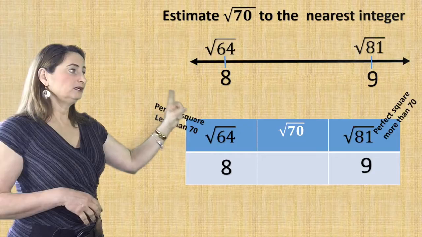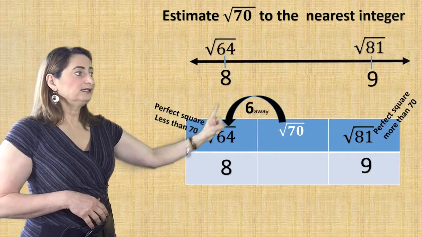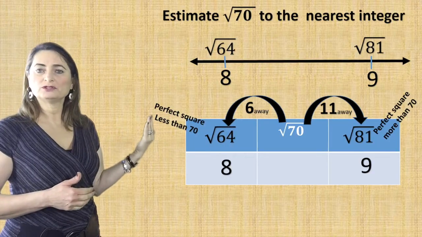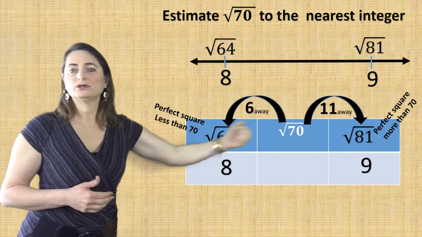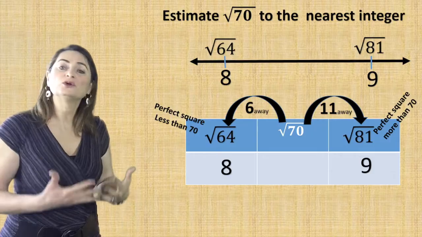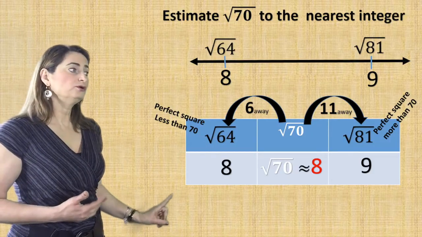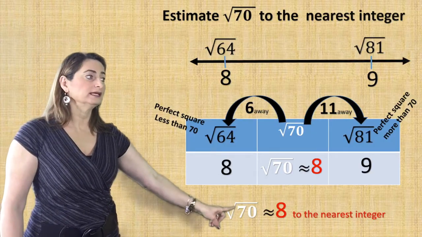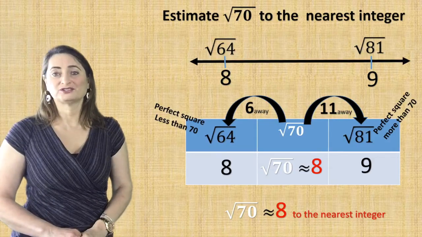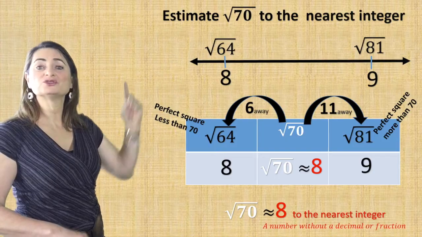Watch how 70 is only 6 away from 64, and 70 is 11 away from 81. So it is closer to the square root of 64 instead of the square root of 81, which means the value of the square root of 70 is closer to the integer 8. And we use approximately, so the square root of 70 is approximately 8 to the nearest integer, which means there's no decimal or fraction with that number. So you put the square root of 70 close to 8.